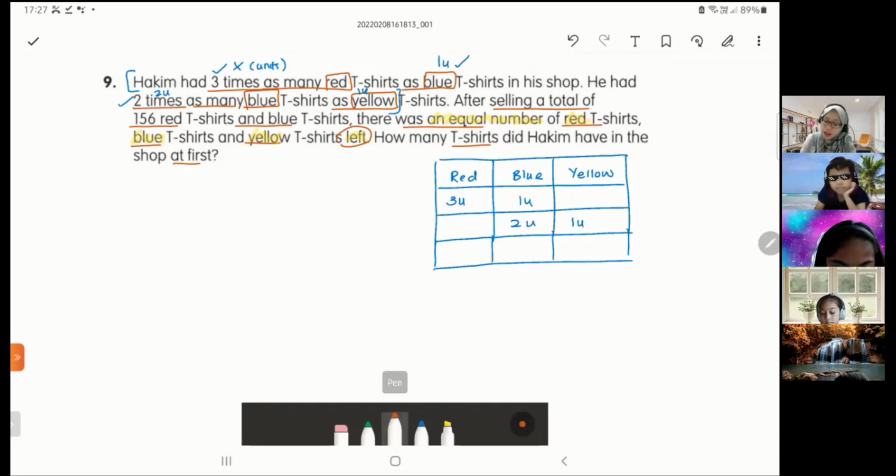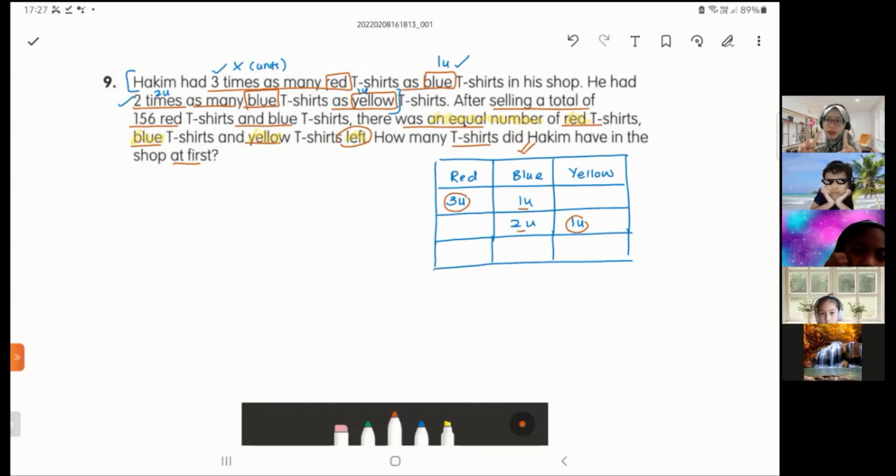Now, if you notice, something is repeated. One of the t-shirts is repeated. Which t-shirt is repeated? The blue one. Because red only has 3 units, yellow has 1 unit, but blue, I have 1 and 2. Right? So I have to focus on the blue. Make sure that this 1 and this 2 becomes one number. It becomes 2. Always change to the bigger number. So I'm changing the number 1 unit to 2.